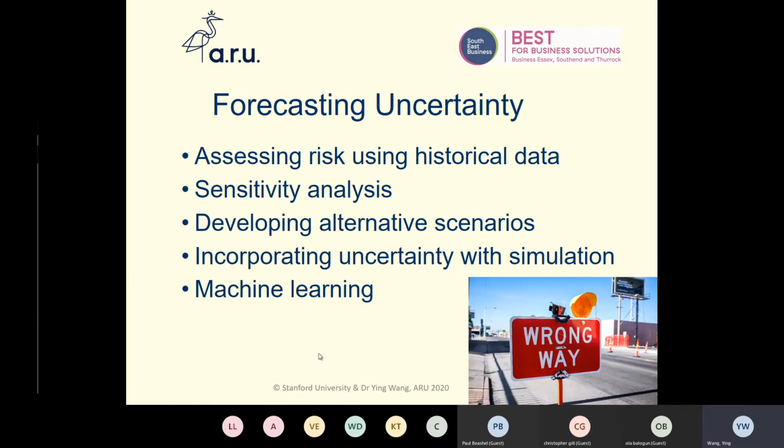When you forecast uncertainty, we have different methods. One of them is, of course, you can use historical data to assess risk. For example, you can calculate the volatility, you can calculate the standard deviation of the distribution, and then use that as a forecast of the future.